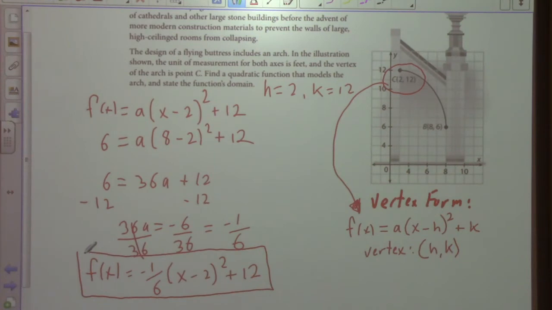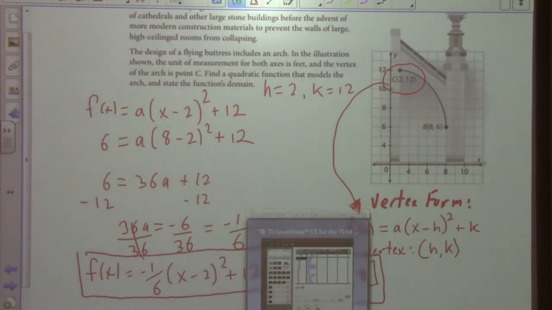One thing you can do is check in your calculator. And what's our domain of this thing going to be here? Because it says find the domain, right? What are the allowable x values here? It will be 2 less than or equal to x less than or equal to 8. So 2 to 8 will be our domain. All right?